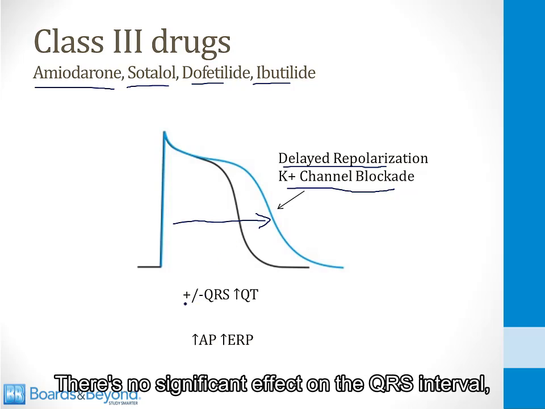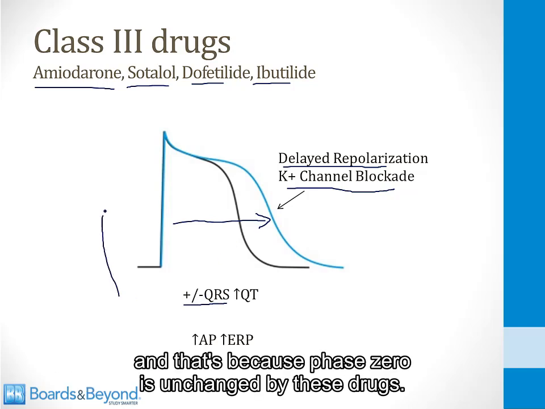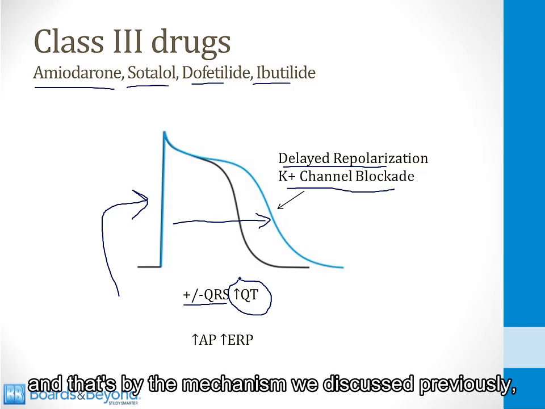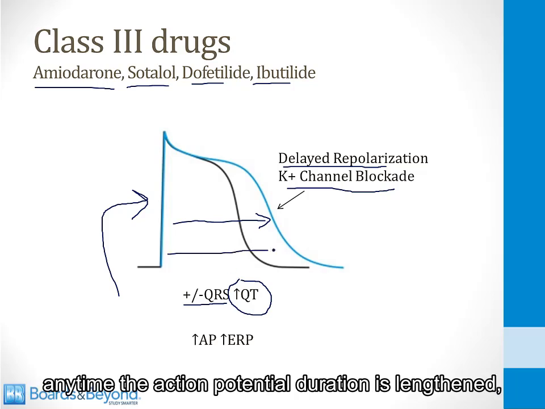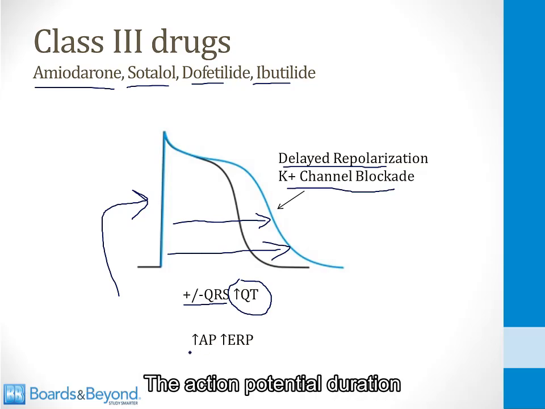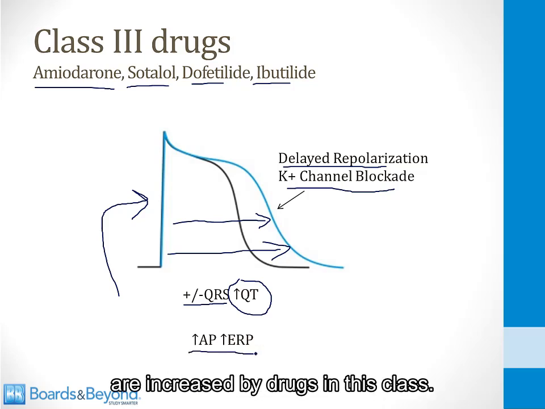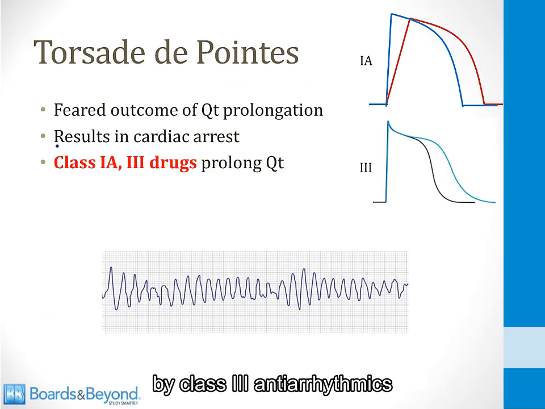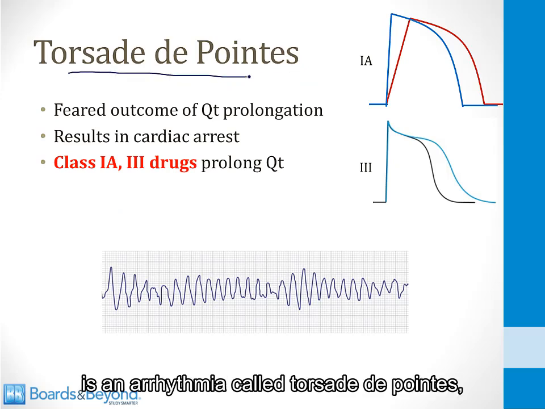There's no significant effect on the QRS interval, and that's because phase 0 is unchanged by these drugs. However, the QT interval can become prolonged, and that's by the mechanism we discussed previously. Anytime the action potential duration is lengthened, the QT interval can potentially prolong. The action potential duration and the effective refractory period are increased by drugs in this class. The feared complication of QT prolongation by class 3 antiarrhythmics is an arrhythmia called torsade de pointes that can result in cardiac arrest.